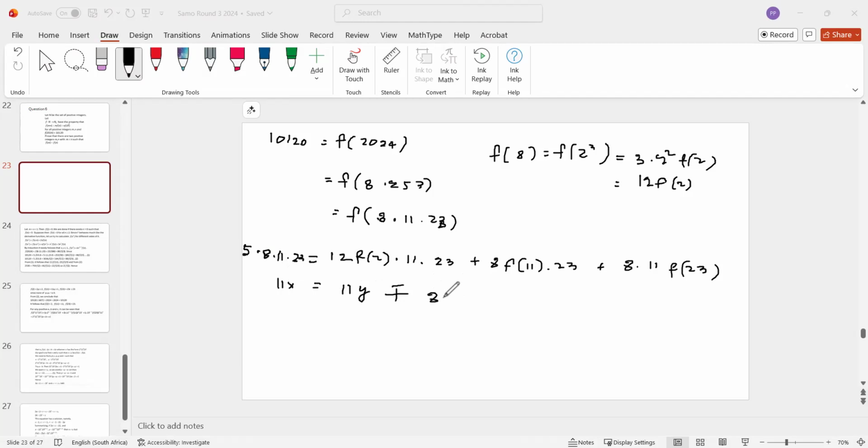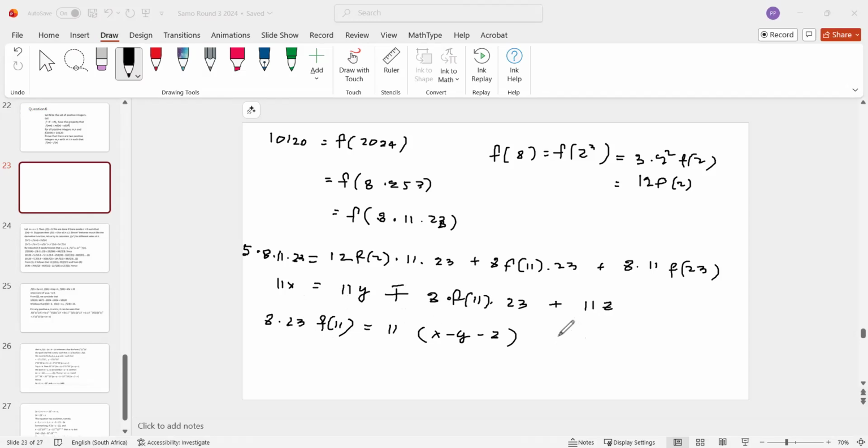Now this is 8 times f of 11 times 23. But this is 11 times something, 11 times z. So what happens there is that you can make this your subject. You'll have 8 times 23 f of 11 equals 11 into x minus y minus z. See? Can make the subject.